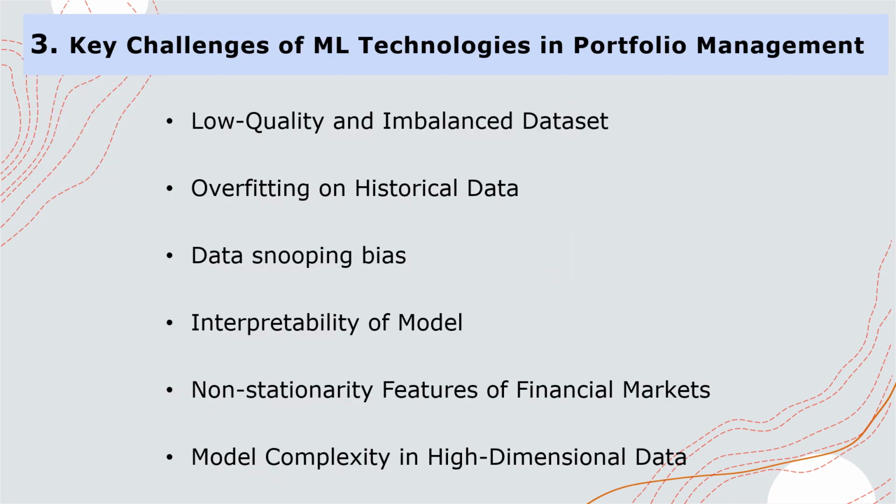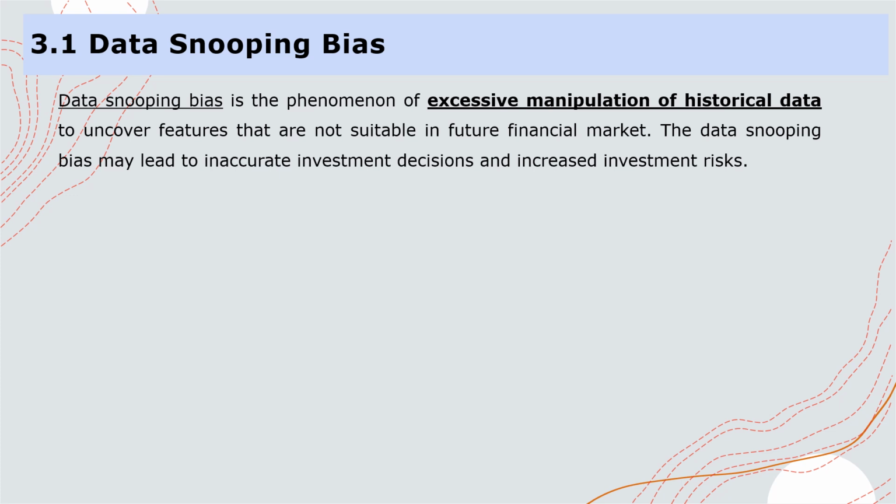There are several key challenges of machine learning technologies in portfolio management, such as low quality and imbalanced datasets, model overfitting on historical data, etc. I would explain data snooping bias in detail. Data snooping bias is a phenomenon of excessive manipulation of historical data to uncover features that are not suitable in the future financial market, which may lead to inaccurate investment decisions and increased investment risks.